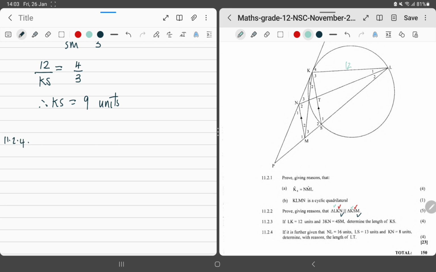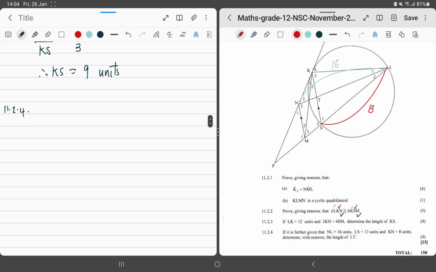11.2.4. It is further given that NL is 16. NL, so that whole length, that's a 16. And then LS is a 13. LS is a 13. And KN is 8 units, okay? Determine with reasons the length of LT.